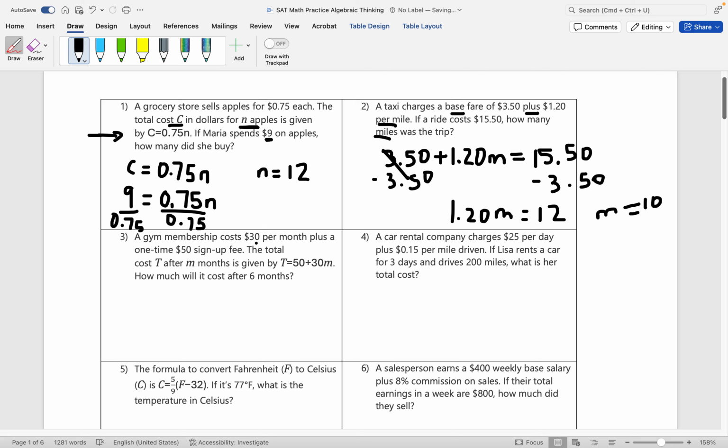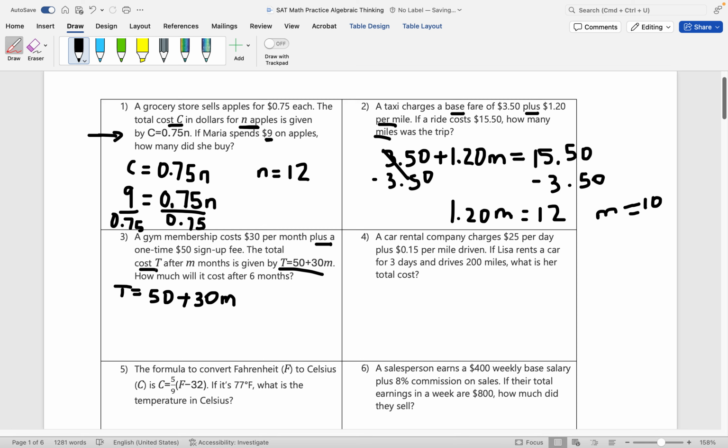A gym membership costs $30 per month plus a one-time $50 sign-up fee. The total cost, T after n months, is given by T equals 50 plus 30n. How much did it cost after 6 months? Remember, they give you an equation. They want you to solve it. So I'm going to write my equation. T is equal to 50 plus 30n. Remember, you need to identify the variables. Make sure that you understand what each variable stands for. And if you don't, just go back and read the question.